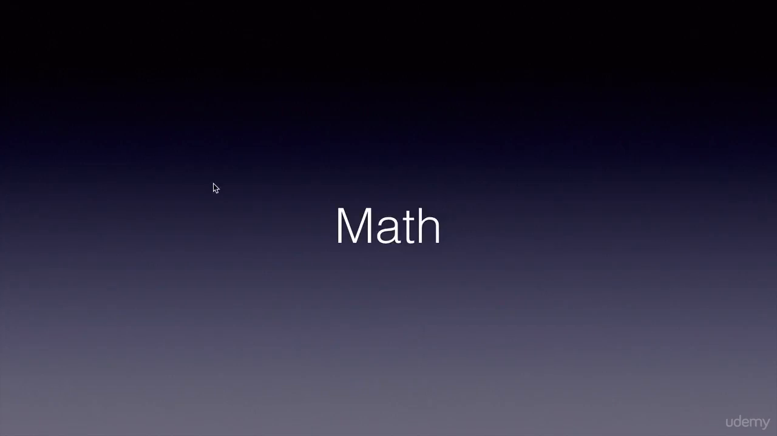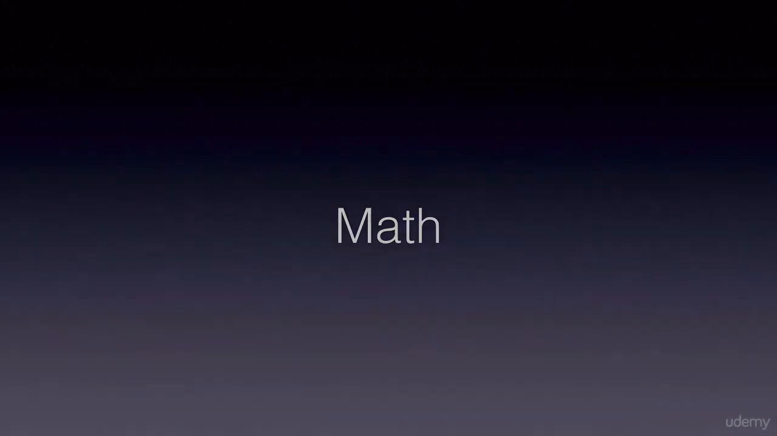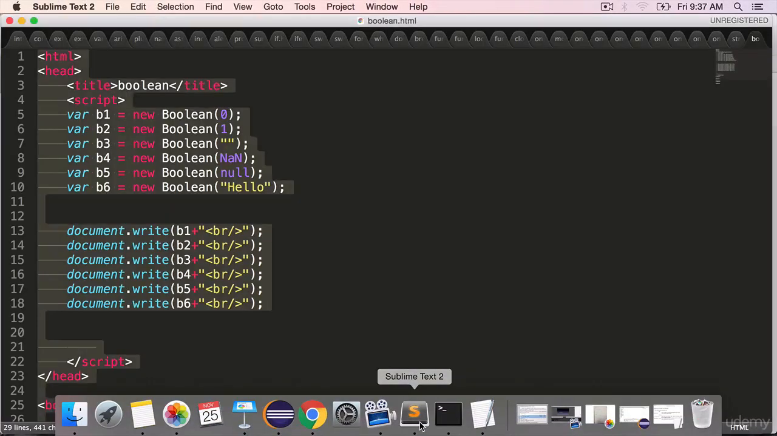The next inbuilt type is the math type, and as the name itself says, it provides properties and methods or functions that we can use to perform mathematical operations. Let's see what those properties and operations are by creating a new file.